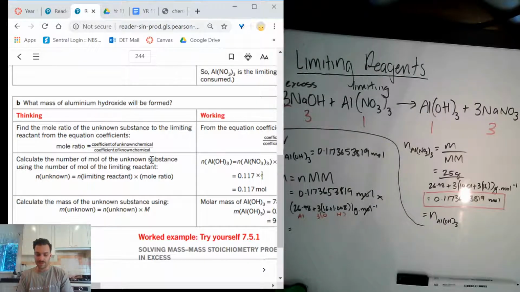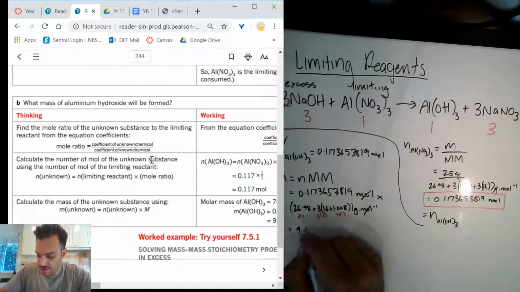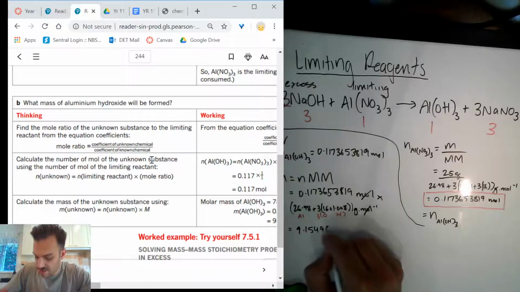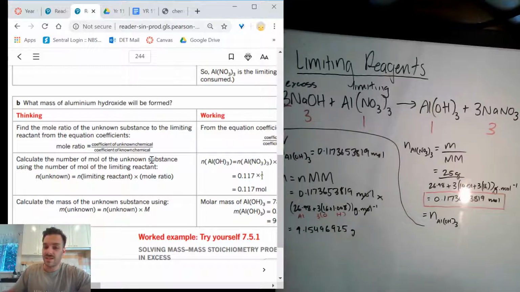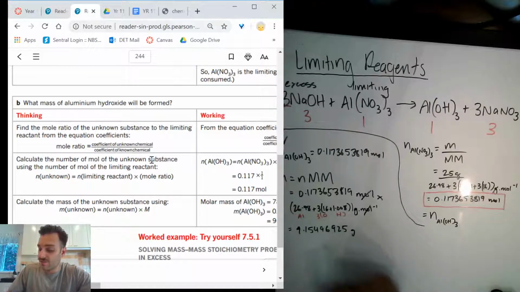0.1173653819 moles multiplied by, in brackets, aluminium 26.98 plus 3 hydroxides per aluminium, 16 for the oxygen plus 1.008 for the hydrogen. And we end up with an answer of 9.15496925, and we end up with grams. Okay, so that's the mass of aluminium hydroxide formed.